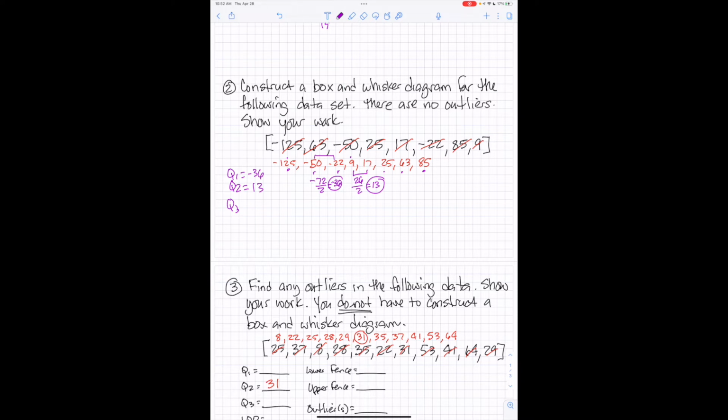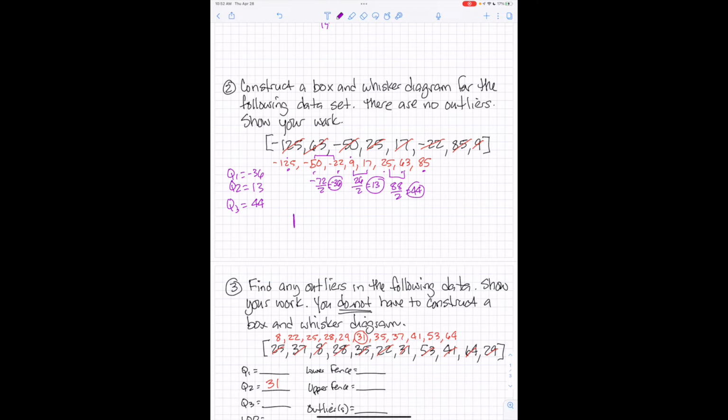For Q3, again, I use 17 for the right half, and I have 25 and 63 is the middle of that. 25 plus 63 is 88, divided by 2 equals 44. So 44 equals Q3. All right. So now I've got everything I need, because I know what the min and the max are. I've got everything I need to draw my box and whisker diagram.